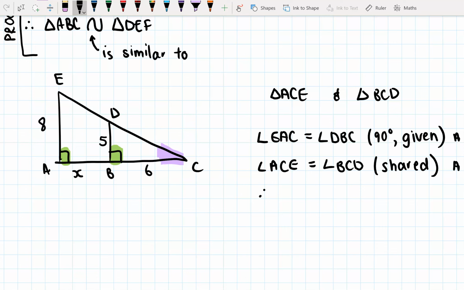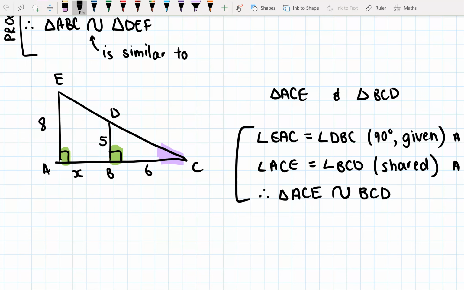So we can say, therefore, triangle ACE is similar to, and this is where we're going to have to check, A was the green angle, and in the smaller triangle, the green angle is B. So we're going to put B first. C is the purple, and that's the same for both, so we know C goes next. And then the empty angle in both is E in the big one and D in the smaller one. Okay, so we have now proven similarity.